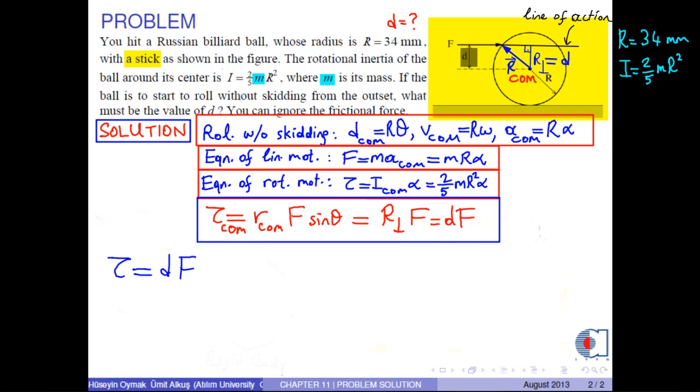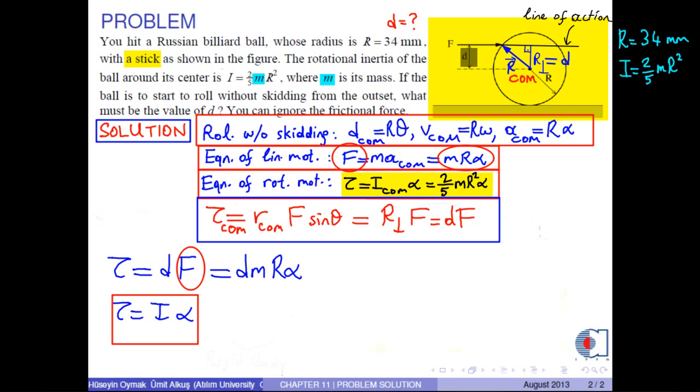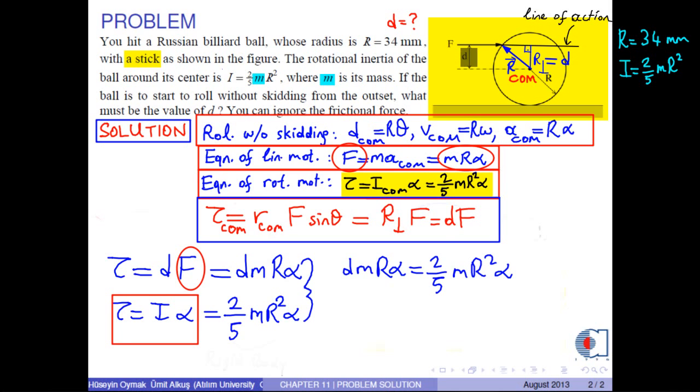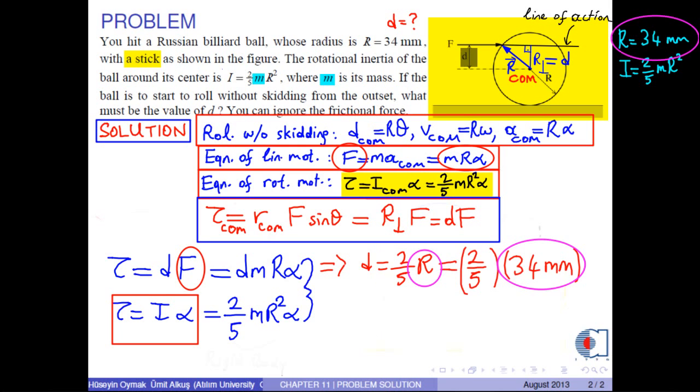From the equation of linear motion, F equals m times r times alpha. And from the equation of rotational motion, tau equals I times alpha, which is equal to 2 over 5 times m times r squared alpha. So we can write d times m times r times alpha equals 2 over 5 times m times r squared times alpha. After some cancellations, d is obtained as 2 over 5 r. We put the value of r into this equation. Therefore, d is found to be 13.6 mm.